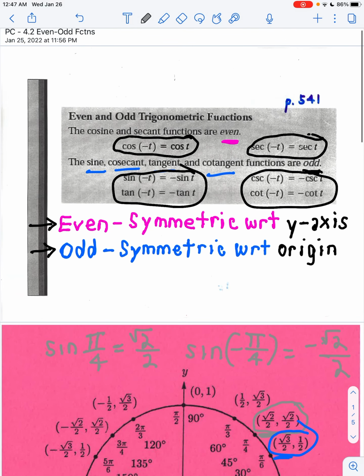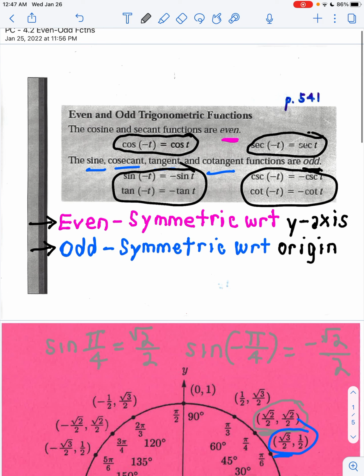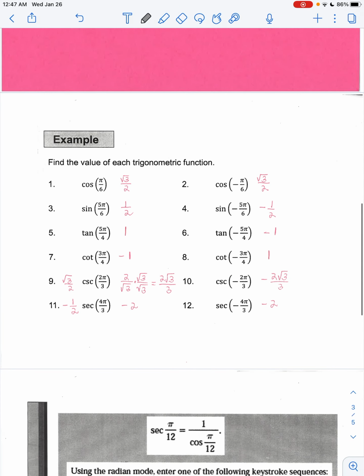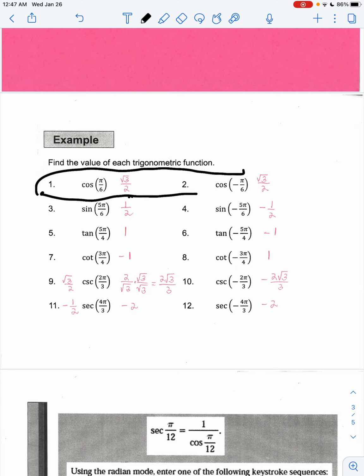So the long and short of this is what's going to happen on the back side of this sheet, which I will pass out to you in class on Thursday or Friday. But take a look down here. So this is the net result. The trigonometric functions that are even are cosine and secant. Notice when you look at problems 1 and 2, the outcome is the same.